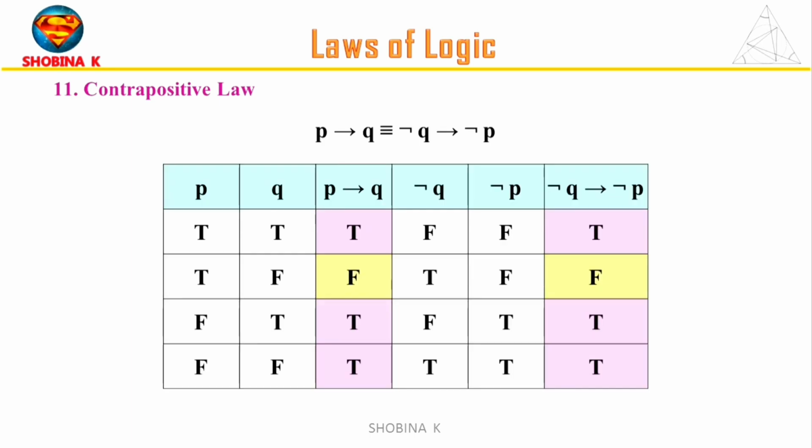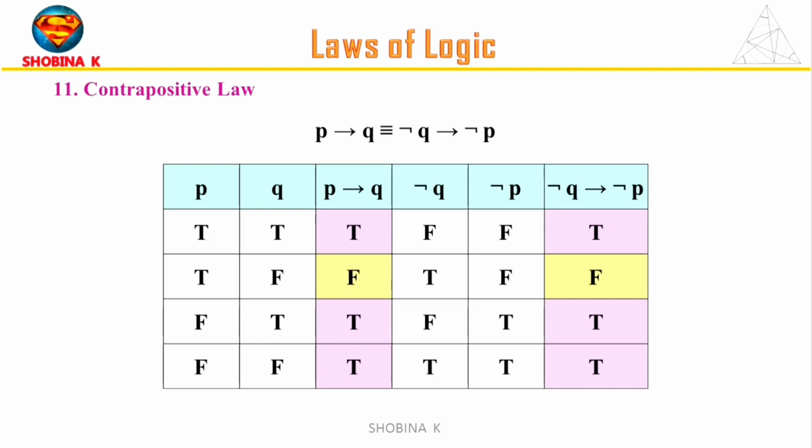This law states that the conditional statement and its contrapositive are logically equivalent. Mathematically, the contrapositive law can be expressed as P implies Q is defined as not Q implies not P. This law tells us the conditional statement if P then Q is logically equivalent to its contrapositive, which is if not Q then not P. In other words, if the conditional statement is true, then its contrapositive is also true. And if the conditional statement is false, then its contrapositive is also false.